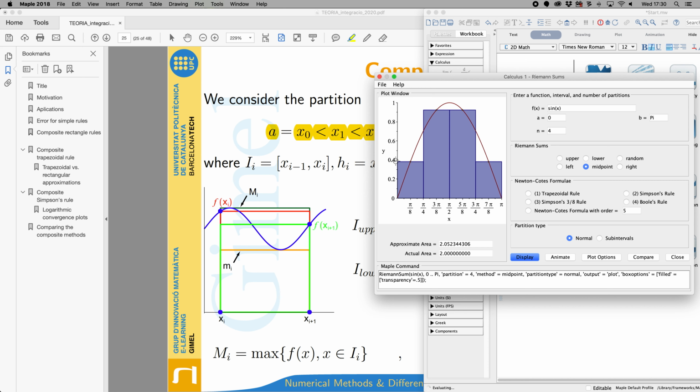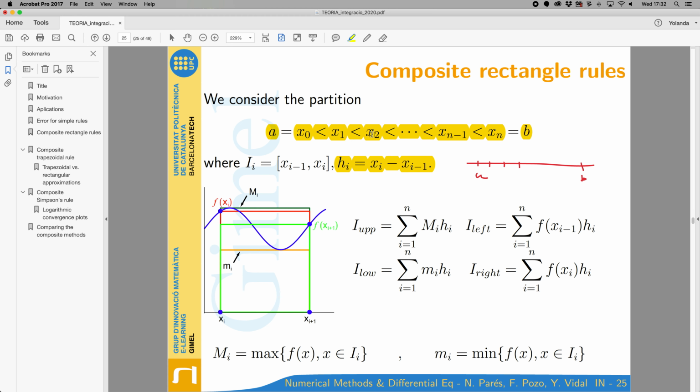Now, n is the number of subintervals, and h is the length of each one of the subintervals, okay? Normally, we will use equally spaced intervals, but they could be different. So we will keep in general this notation, h_i, that is the length of the interval defined by points x_i, x_{i-1}. Note here that we have points that go from x_0 to x_n, so n plus 1 points, so there are n intervals and subintervals, okay?